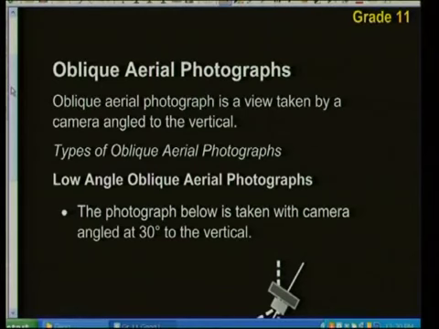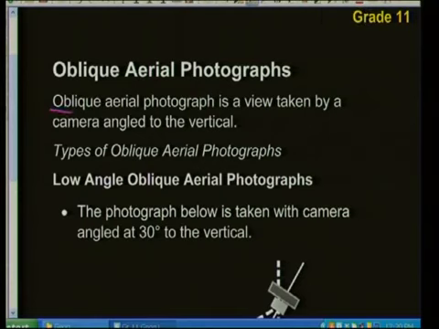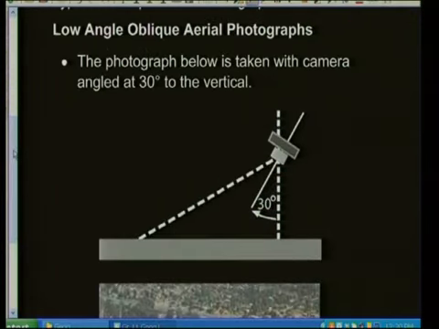Let's look at oblique aerial photographs on the other hand. As we mentioned earlier on, oblique aerial photographs are photographs taken at an angle to the vertical aerial photograph. For instance, if I look at this photograph, you can see the angle. There's your camera, and there's the angle that it's taking it at.